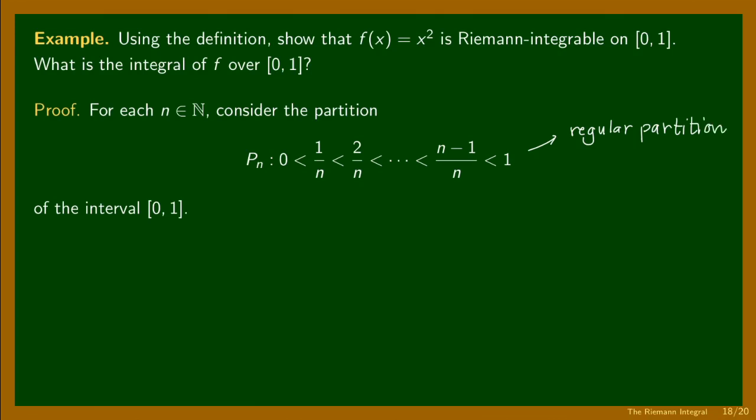Why is this called a regular partition? Kasi yung bawat interval mo, let's say yung P4, 0, 1/4, 2/4, 3/4, 4/4. Yung interval mo from 0 to 1 ay nahati sa 4 equal parts. Pare-pare sila, ang length ay 1/n. Okay? Note that for Pn, delta xi is 1 over n. Evidently, no? If you subtract 1 over n minus 0, 1 over n, 2 over n minus 1 over n, 1 over n, and so on.